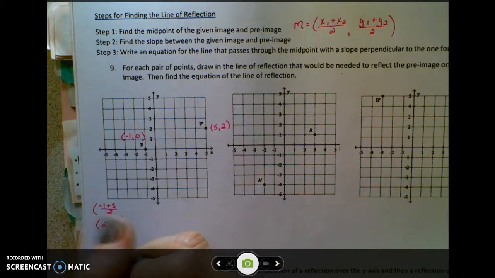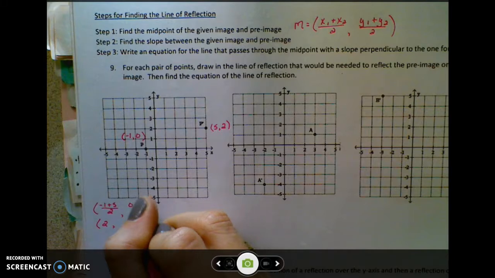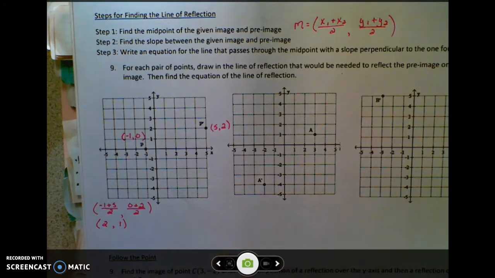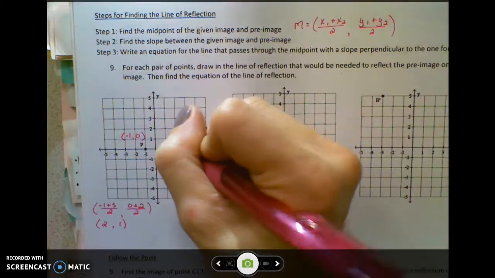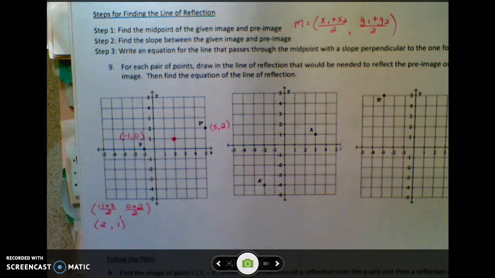I'm going to average now my y coordinates, 0 and 2. 0 plus 2 is 2, divided by 2 is 1. We now know that the midpoint is 2, 1. So our line of reflection that we're trying to create will also go through 2, 1.